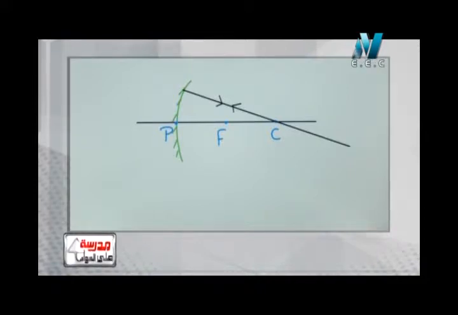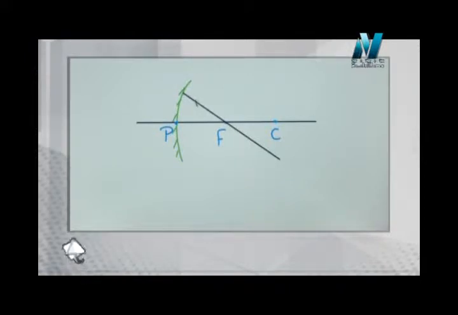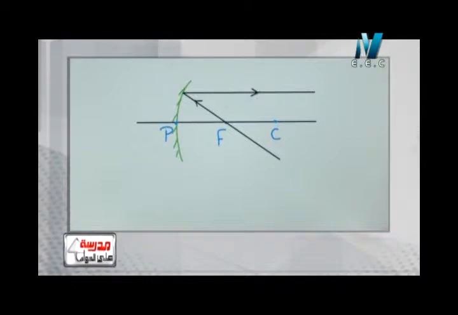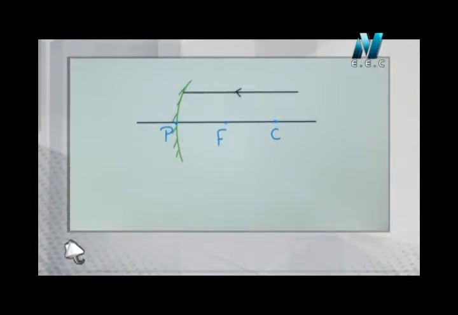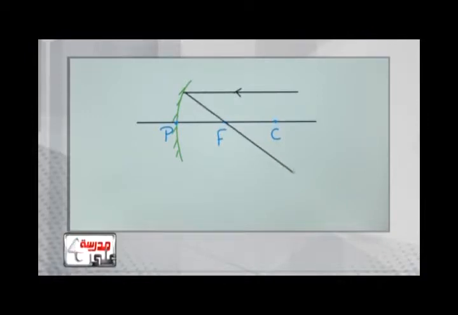And the second case, the light falls through what? I tell him, of course, through the focus. Yes, it will reflect parallel to the principal axis like that. And we have the third case, if the light ray falls parallel to the principal axis, it will reflect through the focus.